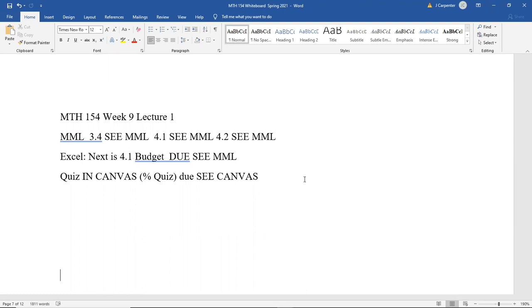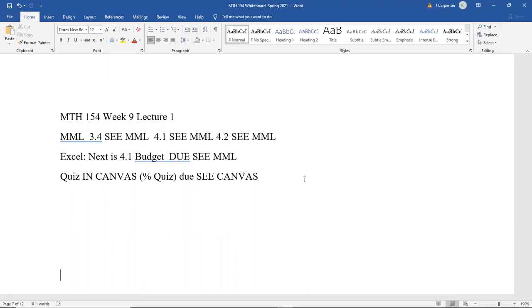The Excel homework that's on the docket that we've discussed for at least a week now is the budget Excel. Remember, it says 4.1, but it also, I think, says 4-2 because it'll go with either of those sections. Don't worry about that detail. It's the one from chapter 4 that says budget. So that due date should also be in My Math Lab or in the live lecture.